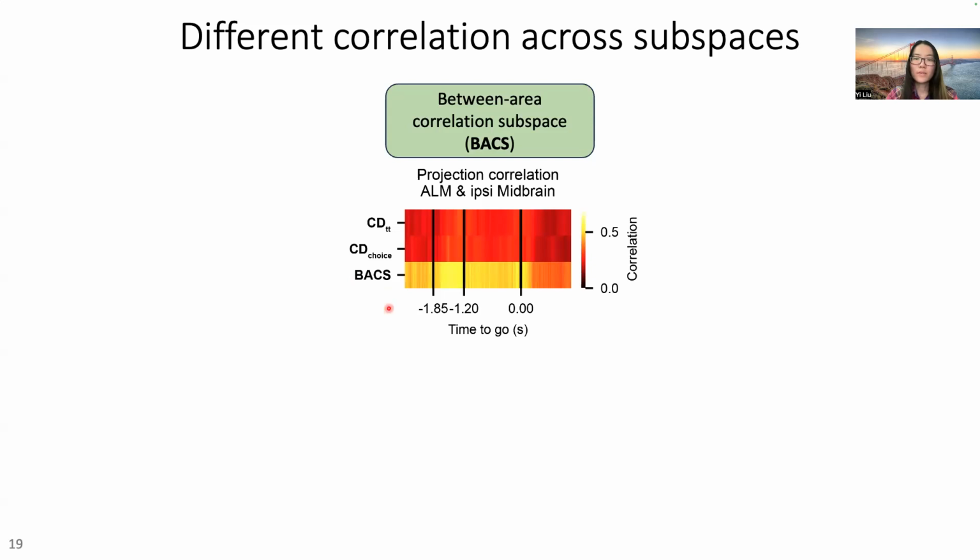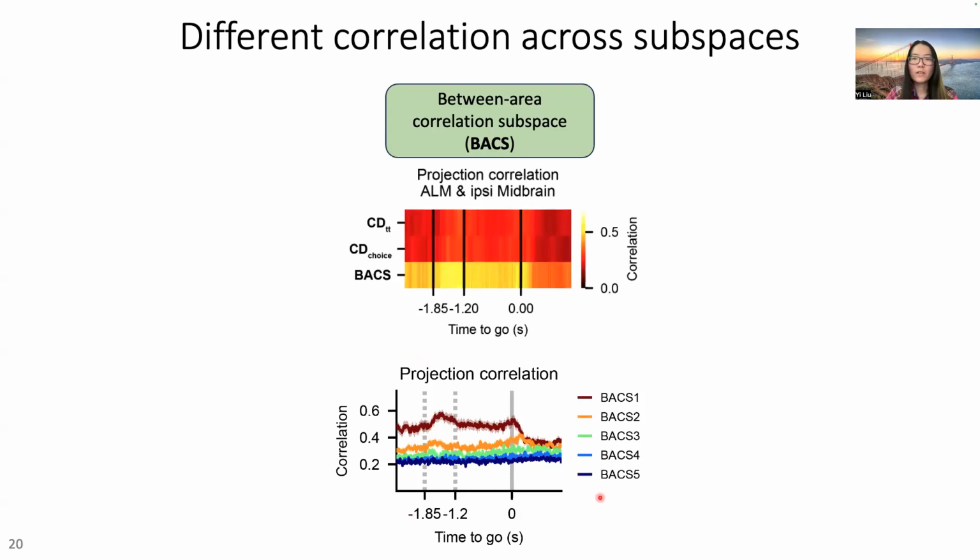This is not surprising because the definition of BACS is to maximize correlation. But this also means that there is some different axis from the coding subspace that has even higher correlation. And that's why BACS did not pick the CD. This plot shows the first 5 axes found by CCA. We see that the projection correlation along the first axis is much higher than the rest of the axes. And therefore, in the results I'll mention today, we'll focus on the first axis of BACS.